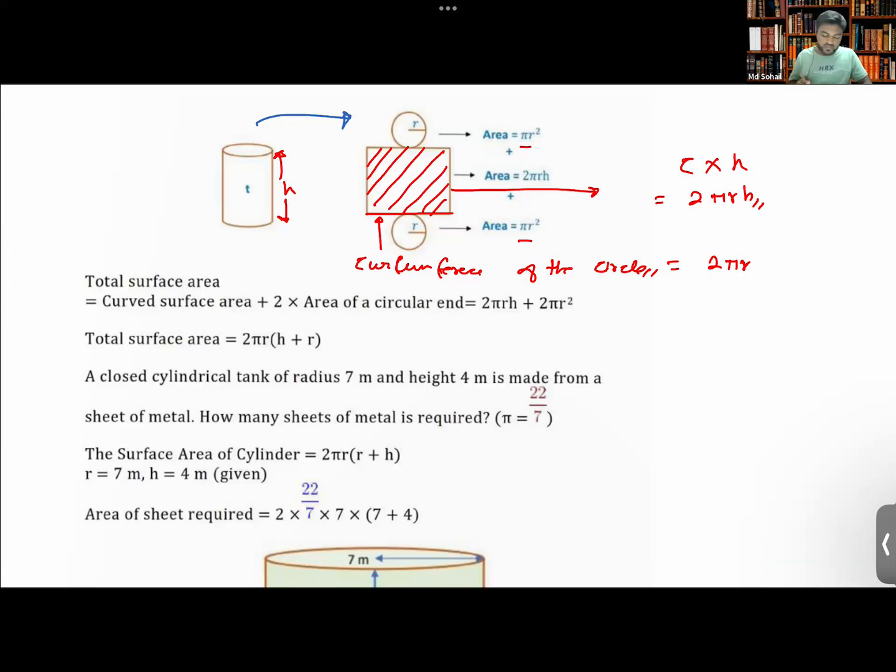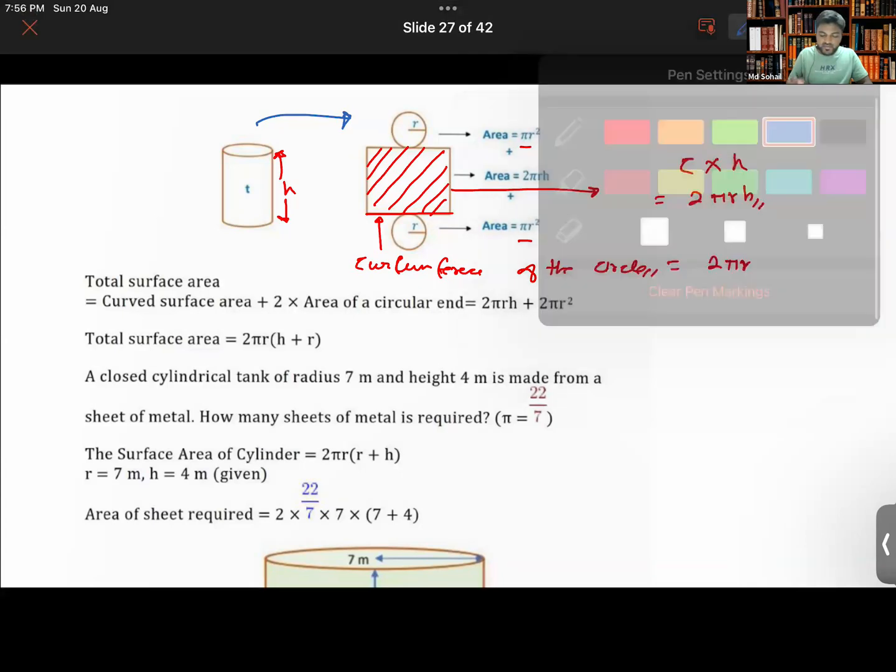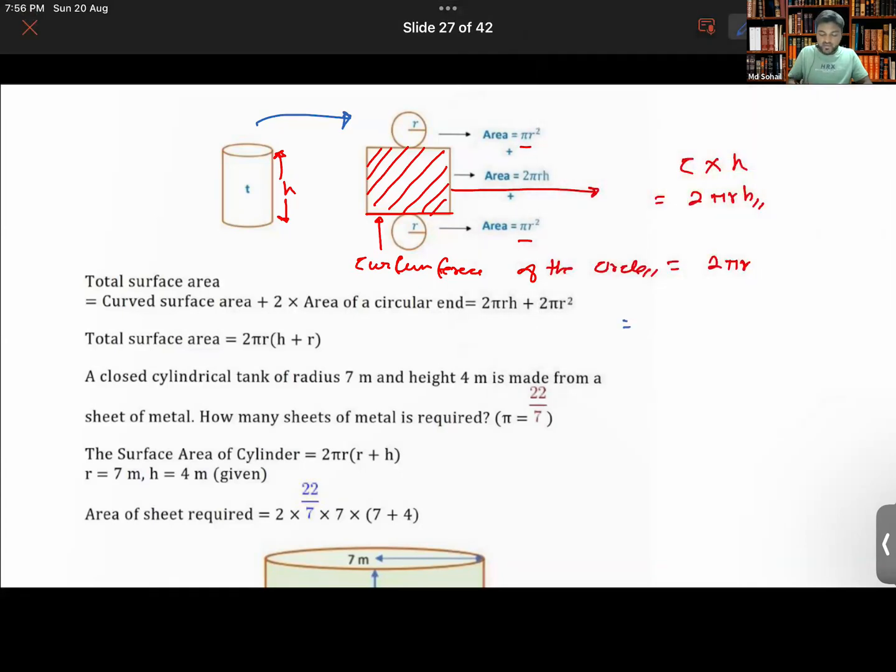So what we can do is simply add the areas, the area of the circles and this rectangular sheet. So it's going to be 2 pi r square plus 2 pi r h. You take 2 pi r common. So it will be 2 pi r times r plus h. That is the total surface area, right?